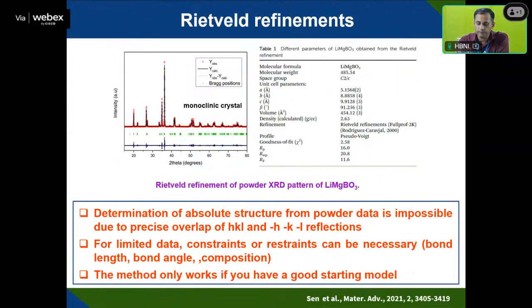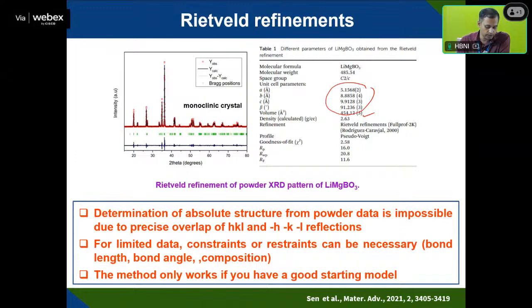Just one example here is the lithium magnesium borate, LiMgBO3 compound. You can see Y observed as the red line and Y calculated as the black line. You can see how much error there is, and then you can find all the a, b, c constants, the volume, and all other parameters using Rietveld analysis. It's quite difficult to show that complete analysis in this class because of time constraints, so I have just given an example.